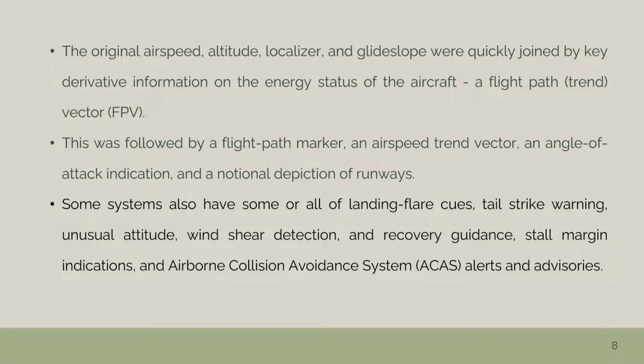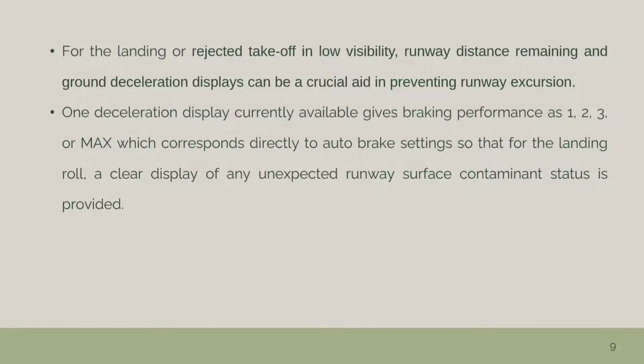The original airspeed, altitude, localizer, and glide slope were quickly joined by key derivative information on the energy status of the aircraft, a flight path trend vector, FPV. This was also followed by a flight path marker, an airspeed trend vector, an angle of attack indication, and a notional depiction of runways. Some systems also have some or all of the landing flare cues, tail strike warning, unusual attitude, wind shear detection and recovery guidance, stall margin indication, and airborne collision avoidance system, ACAS, alerts and advisories.